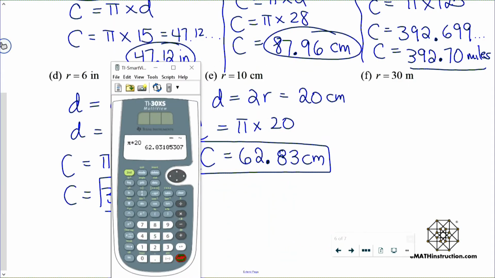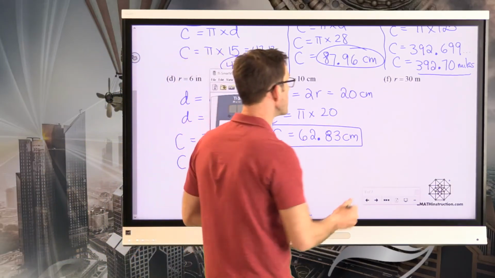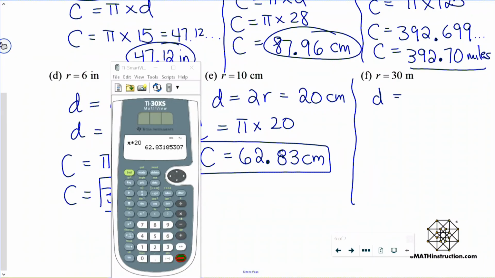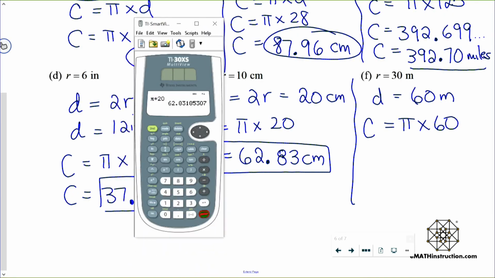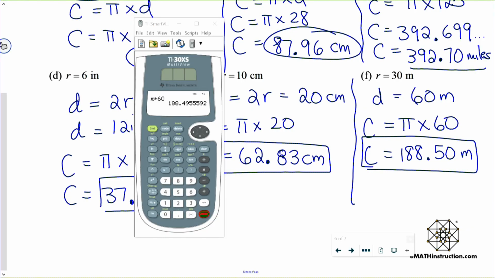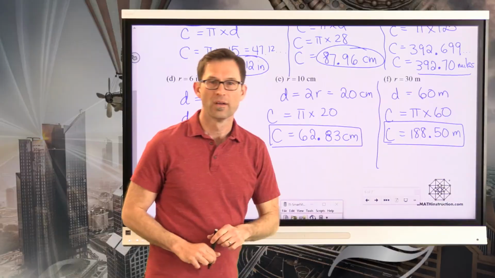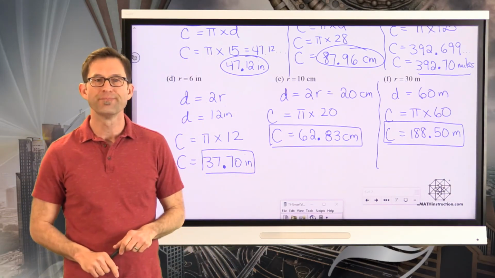Okay, and finally, when my radius is 30 meters, my diameter is going to be 60 meters. My circumference is going to be pi times 60. And let's get that one. Pi times 60. And I get another one of these weird rounding ones. I get 188.50 meters. Okay. Take a look at those, make sure that you've got them all right.